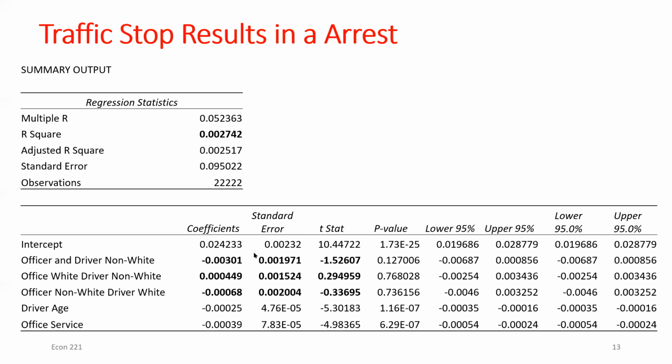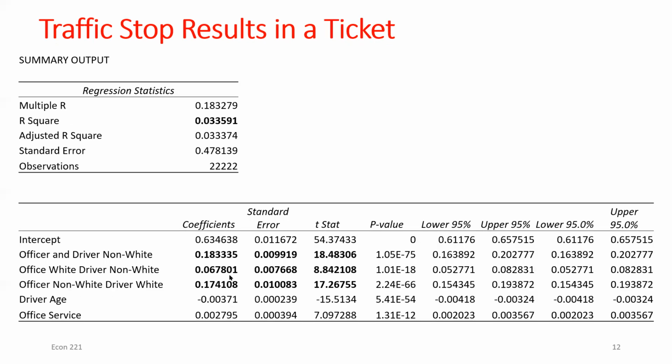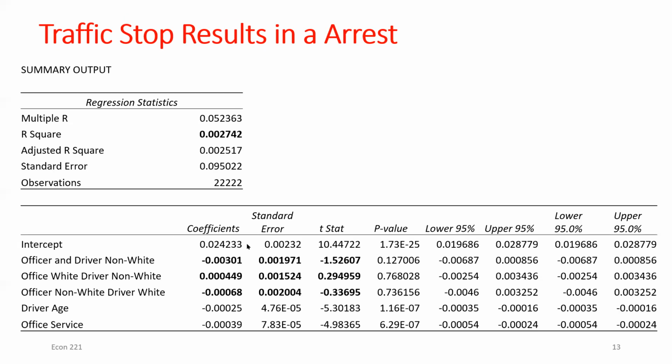So bad news: it looks like there's some discrimination going on in terms of issuing tickets based on the race of the officer and driver, but at least nothing significant when it comes to arrests. We can't say that there are any differences across those groups in terms of a traffic stop becoming an arrest, right? Because the p-values are all not less than 0.1.